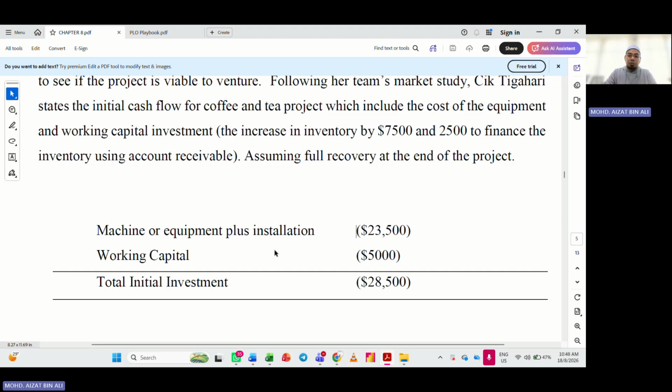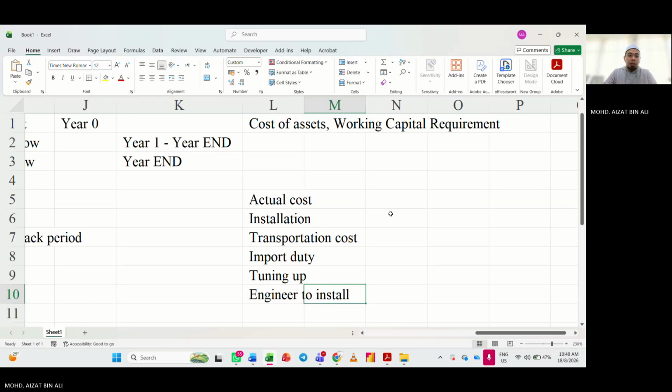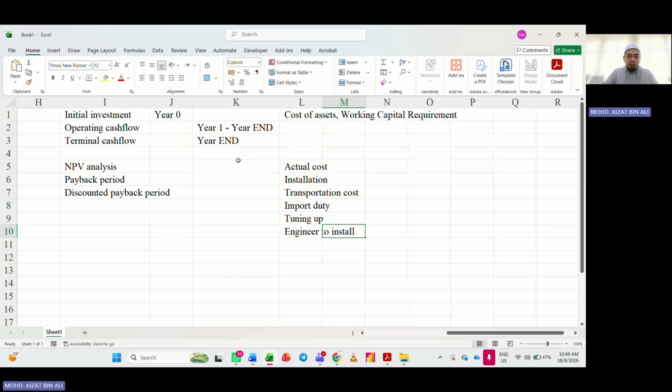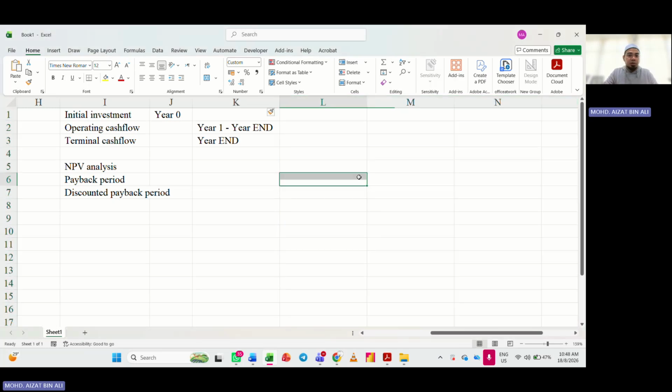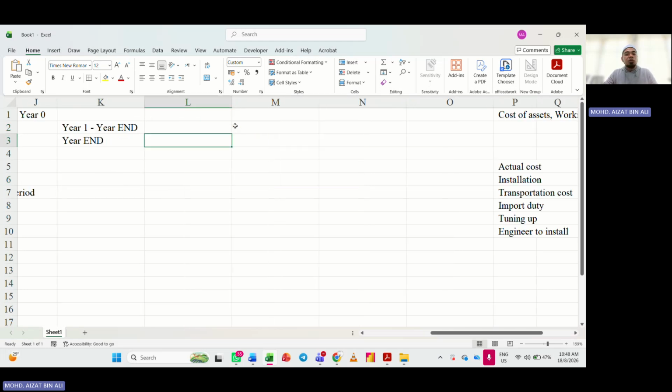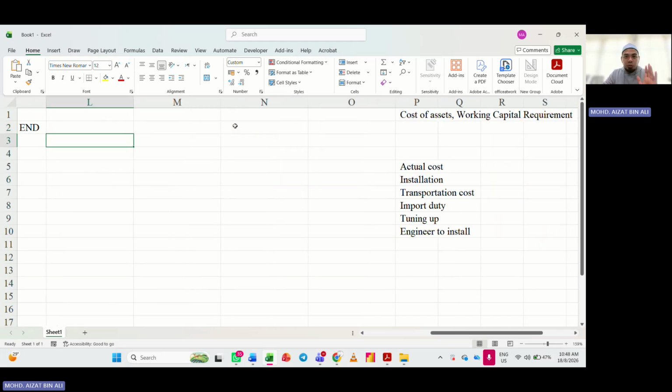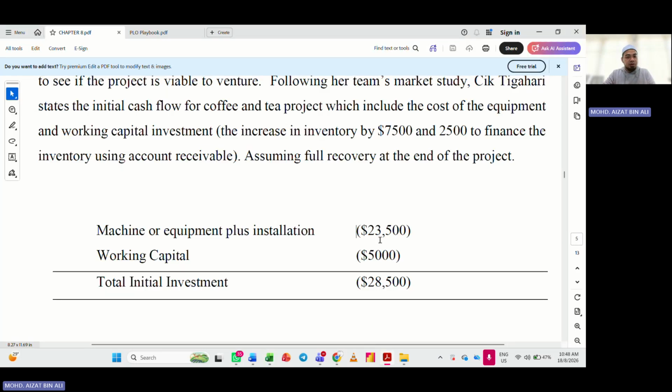Okay, next. Depending on the question, sometimes, let me move this first. Okay, now, most of the time, we would expect full recovery of working capital requirement. Full recovery. What does it mean?